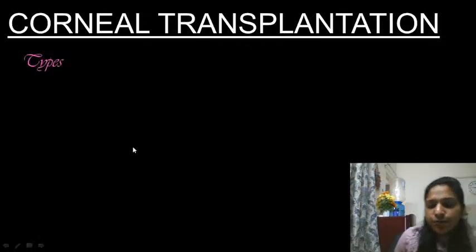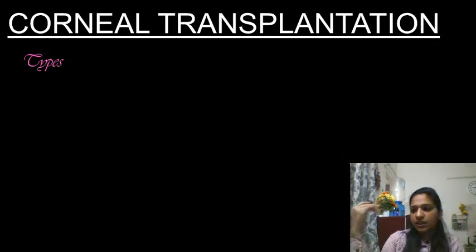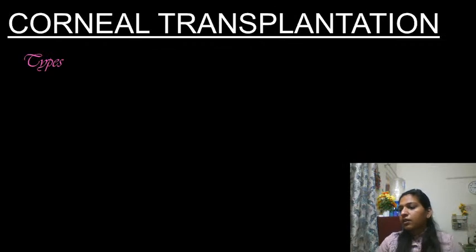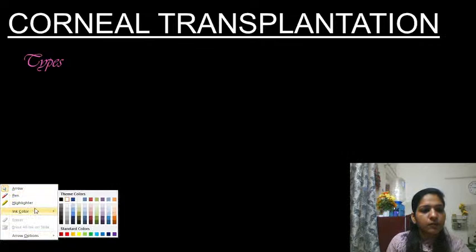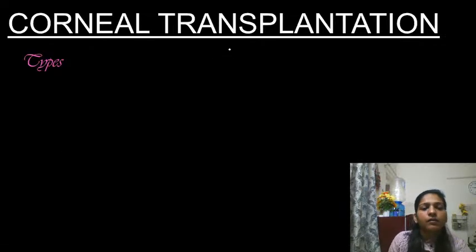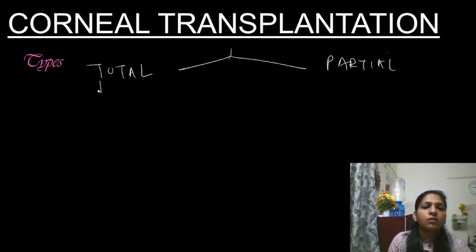Now, what are the types of corneal transplantation? Full thickness corneal transplantation and partial thickness corneal transplantation. Okay. Now you have to just tell me the types. Okay. Total and partial. Total is full thickness corneal transplant.